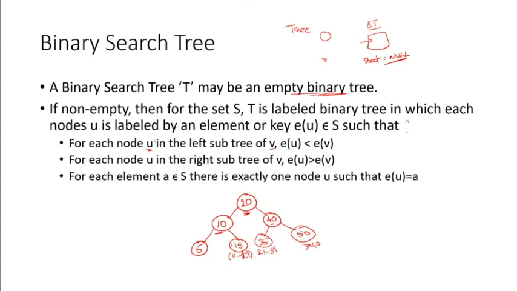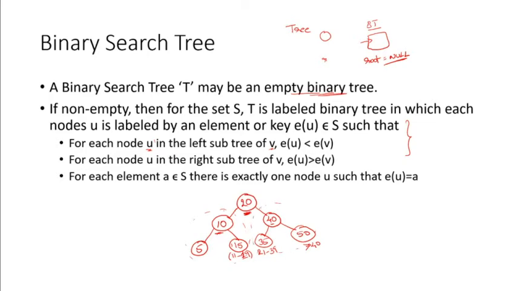Don't jump into these definitions because you will confuse yourself. Just try to understand what is there. If you are taking the root node as 20, then all the nodes which are less than 20 will be available in the left subtree of your node, and all the elements which are greater than 20 will be available in the right subtree of this particular node.